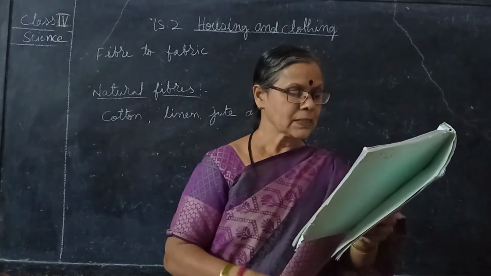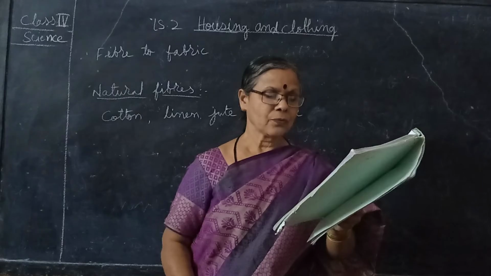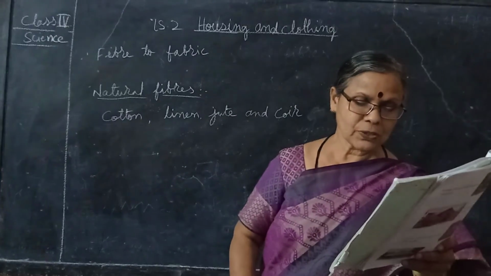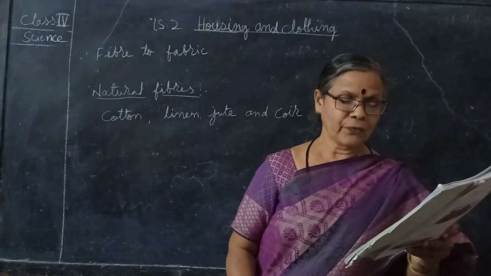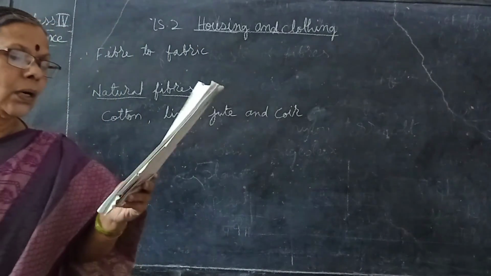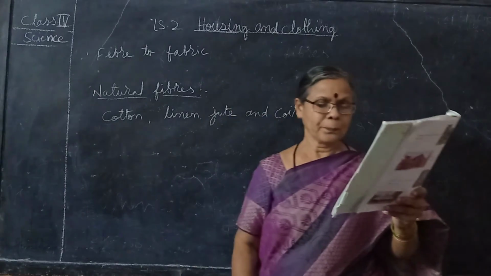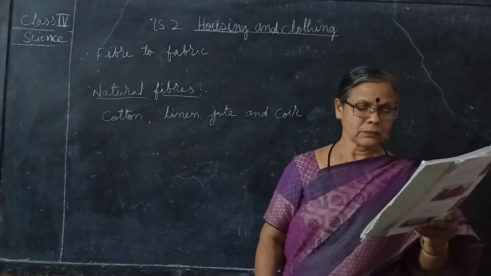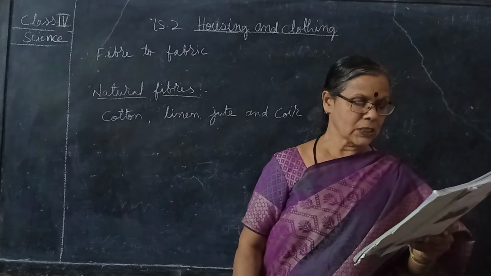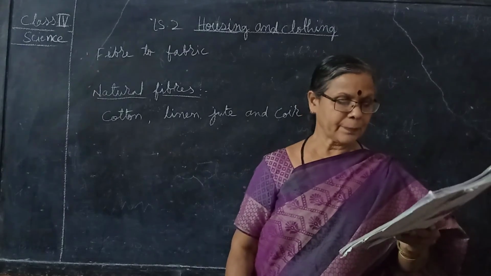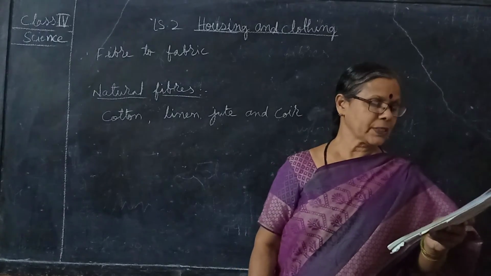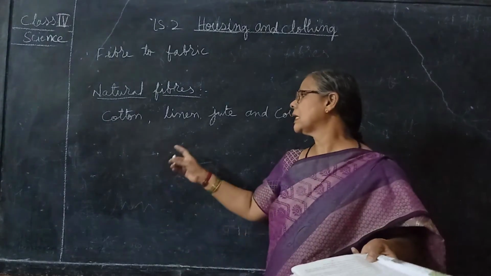Linen fibers are produced from the stem of the flax plant. As I told you, linen is produced from the stem of the flax plant. The stems are allowed to rot, and then they are beaten to separate the fibers. The fibers are used to make ropes and paper of good quality, as I told you.